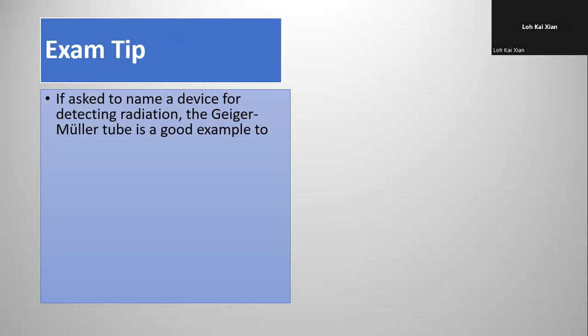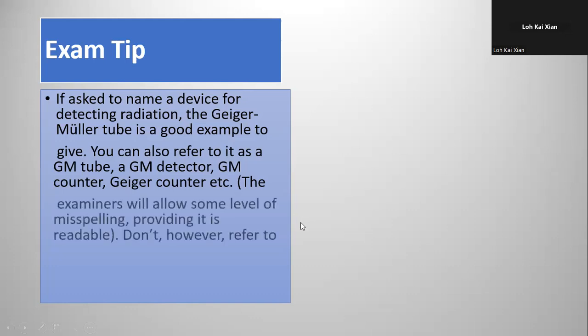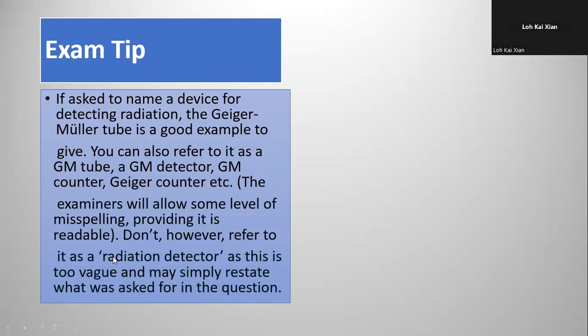If asked to name a device for detecting radiation, the Geiger tube is a good example to give. You can refer to it as GM tube, GM detector, GM counter, Geiger tube. The examiner will allow a little bit of variation, but don't say radiation detector, right? Because it may be in the question itself. So they want you to say GM detector, GM tube, or Geiger-Müller tube.